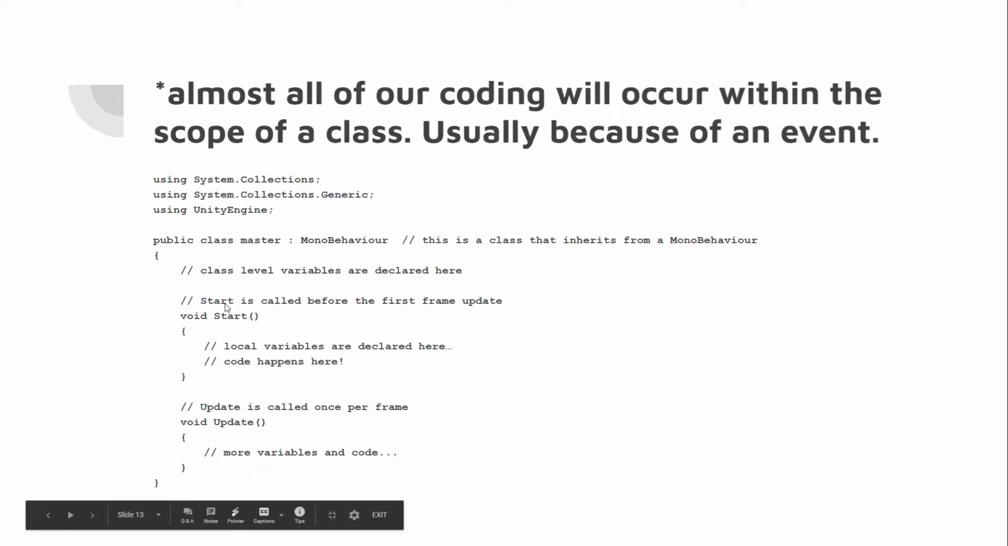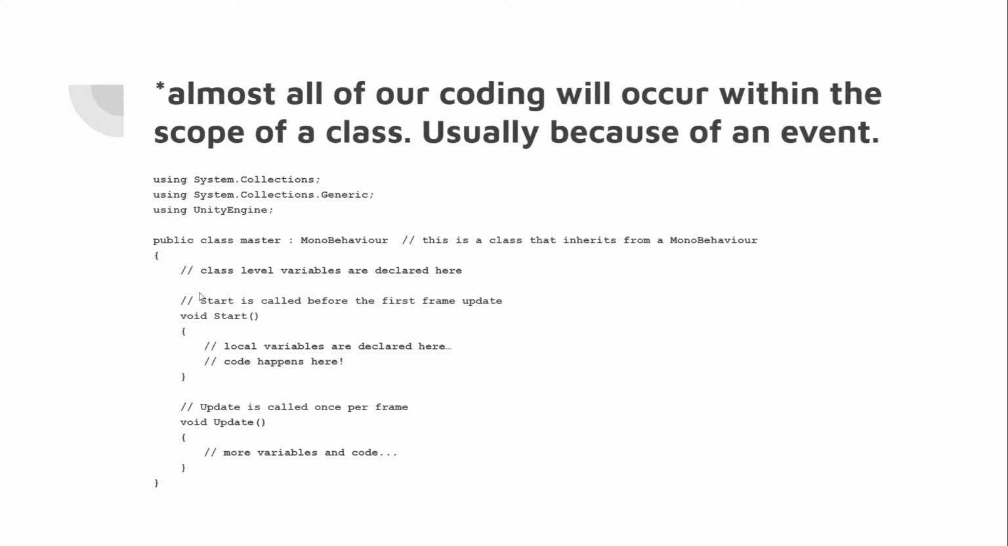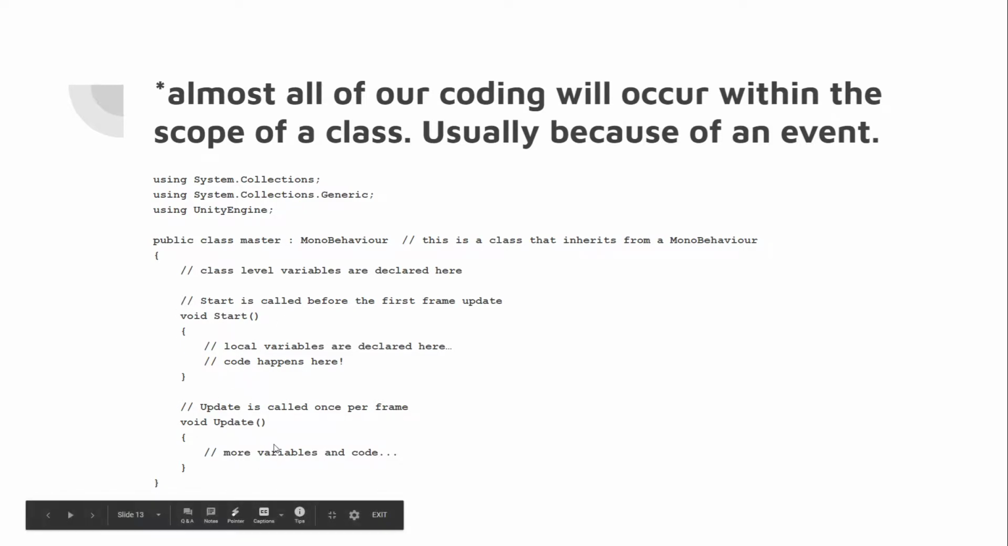Start is going to happen when the game starts, and Update is going to get called over and over and over again every time a frame is drawn on the screen. So all of our code is usually going to be within this context, usually as some sort of event, like a frame being drawn or the start of the game. That's the idea of the events there.